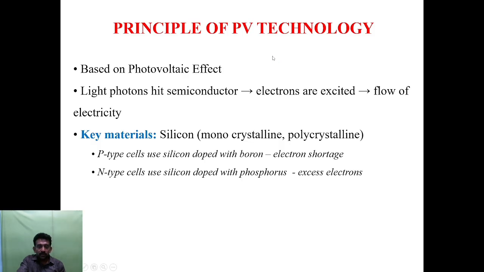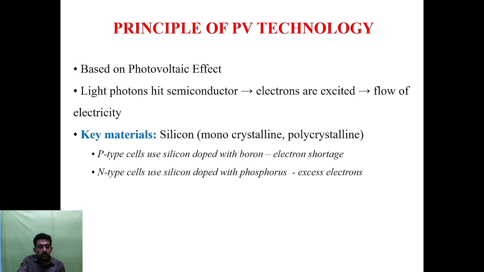So the principle of PV technology, as seen in the previous slide, is based on the photovoltaic effect. The light photons hit the semiconductor, especially silicon. So the electrons present in the semiconductor are excited by this photonic energy. That is an energy transfer, and this makes an electron flow from the higher potential to the lower potential through the load. If the potential is very high, the amount of electron flow is very high, thereby the current also.